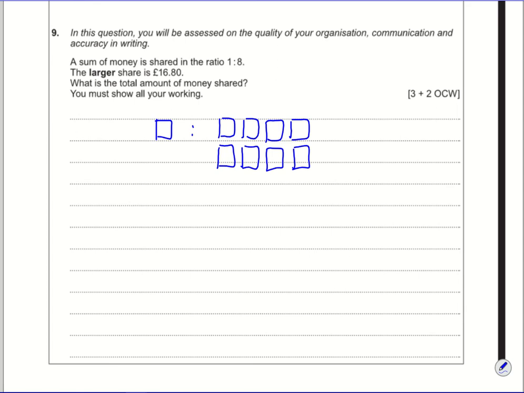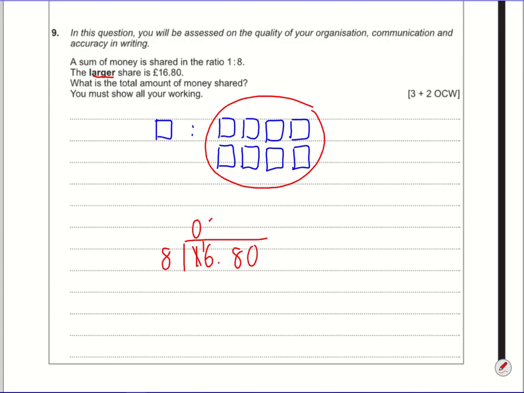So it's not all of the money that's £16.80, it's the larger share, and the larger share is this side of the ratio, and that's 8 parts, not 9 parts. So our calculation to start is to split £16.80 into 8 equal parts, and that's bus stop division. So £16.80 divided by 8, so 8 into 1 doesn't go, 8 into 16 goes twice with no remainder, 8 into 8 goes once, and 8 into 0 doesn't go. So each part in this question is worth £2.10.